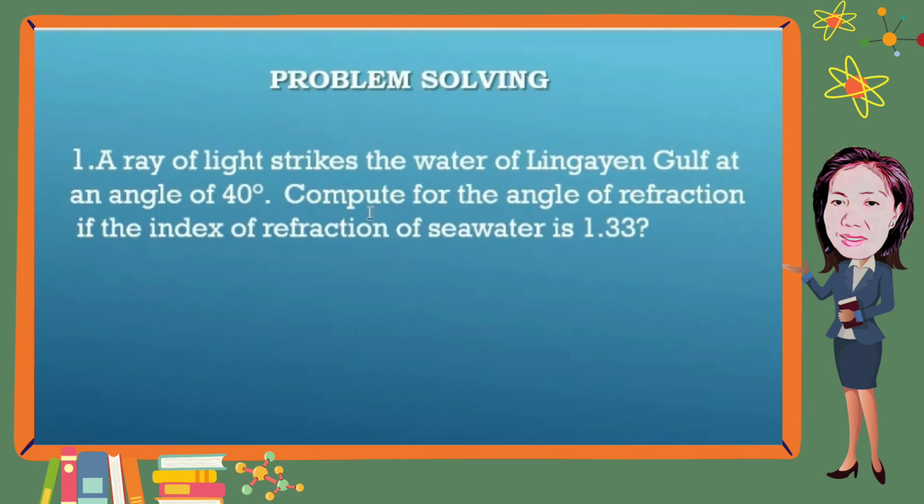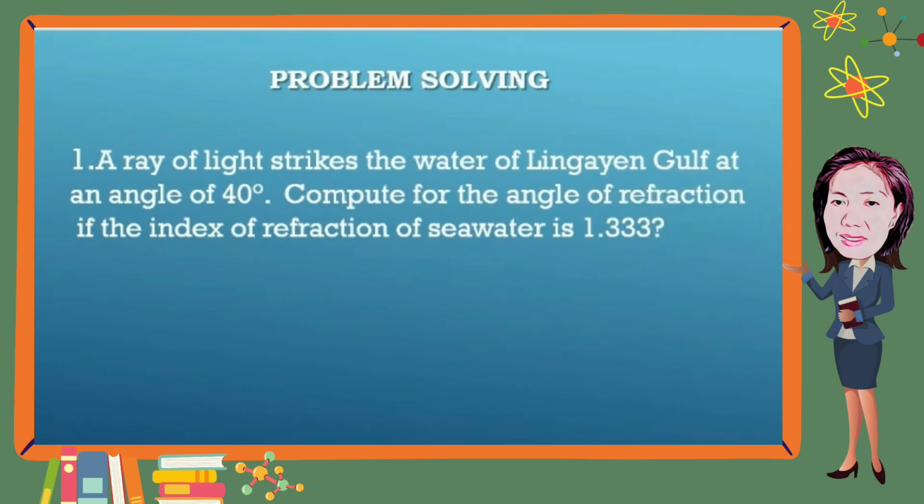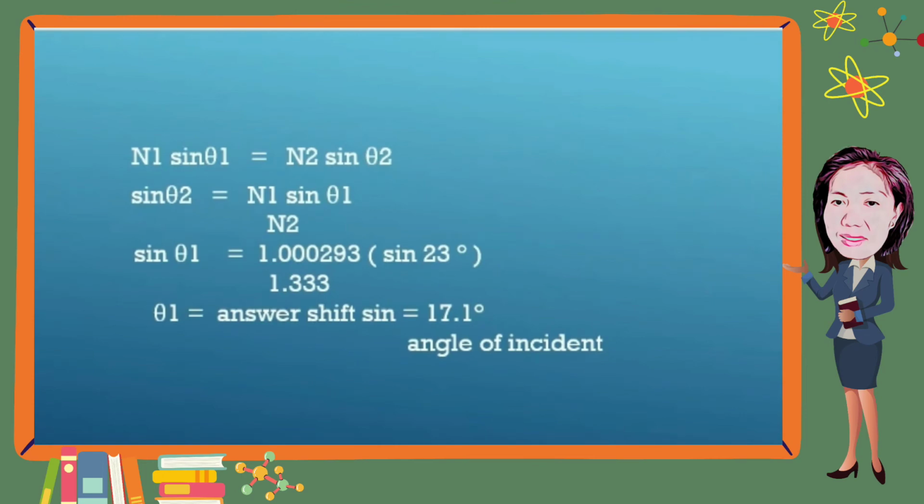Okay, let's start solving this problem. So let us say a ray of light strikes the water of Lingayen Gulf at an angle of 40 degrees. So compute for the angle of refraction. If the index of refraction of seawater is 1.333.